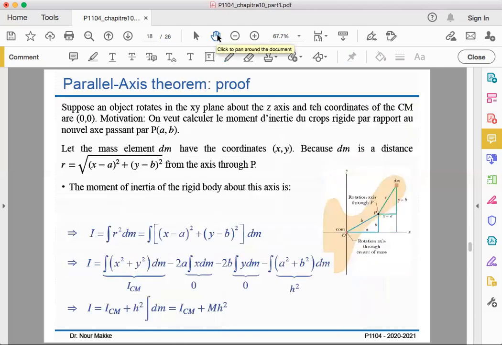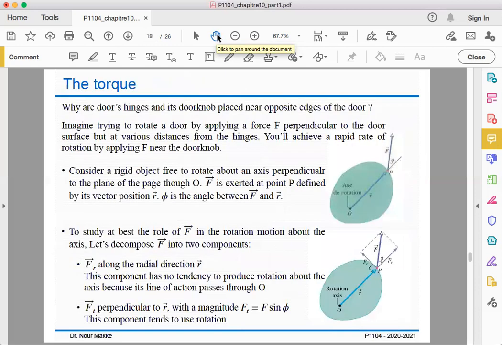Now here we have a slide about the proof of this parallel axis theorem. I won't go through it. It's not very needed, but for those who are curious to know how we get this parallel axis theorem, you can go through the slide and see how we did. Let's move on now to a new topic, which is about the torque.